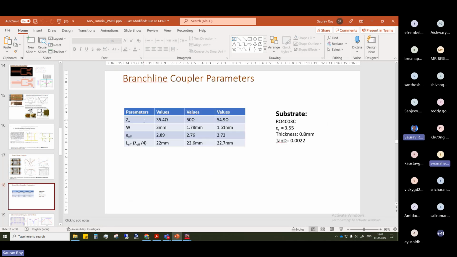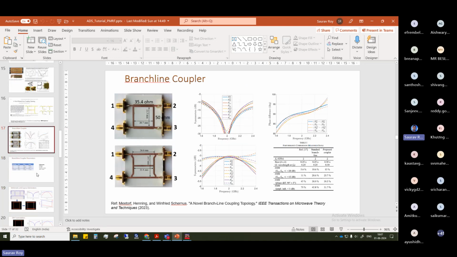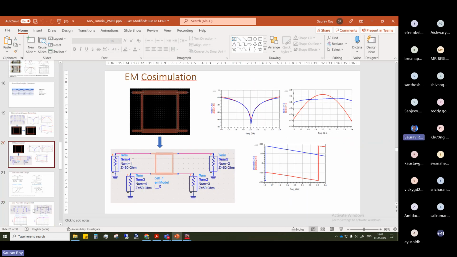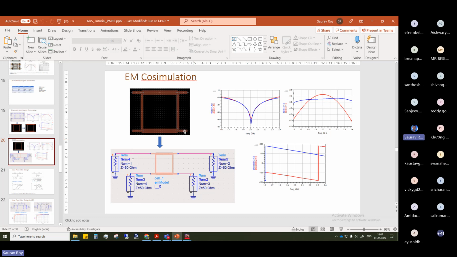If you calculate the line impedance, you can calculate it from the Rogers substrate like this. That is your part; you have to do that. And then finally, you should get a design like this, the layout, and you should show the results like this. So you are supposed to do this simulation and show the results like this. This layout you are supposed to get.